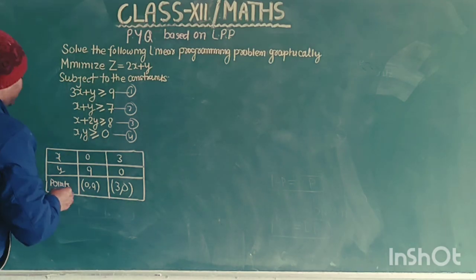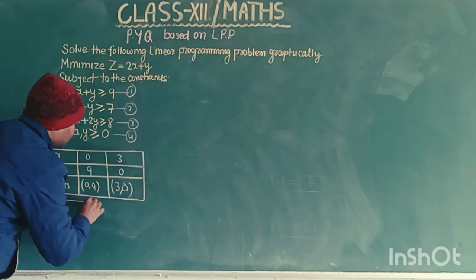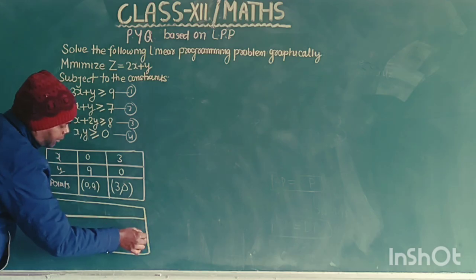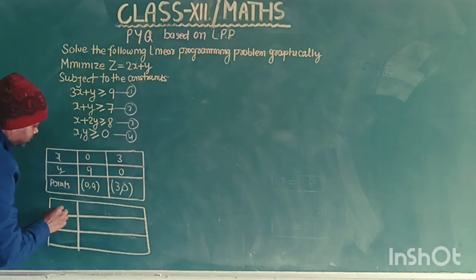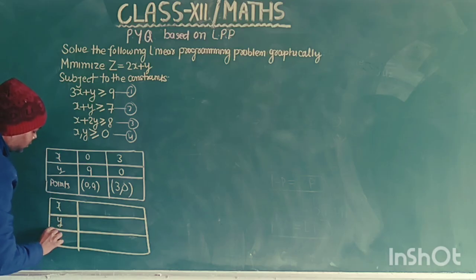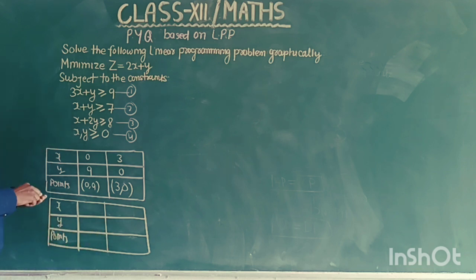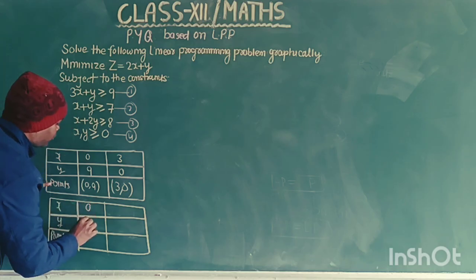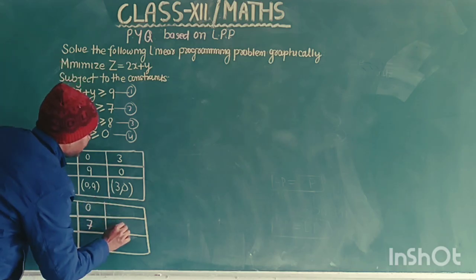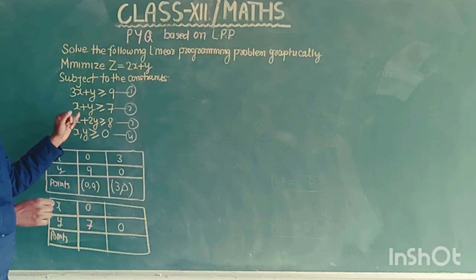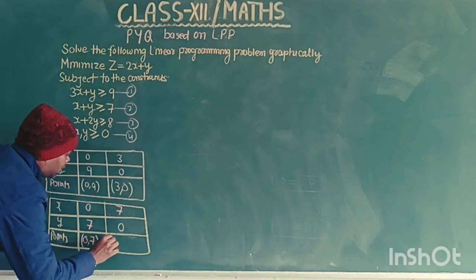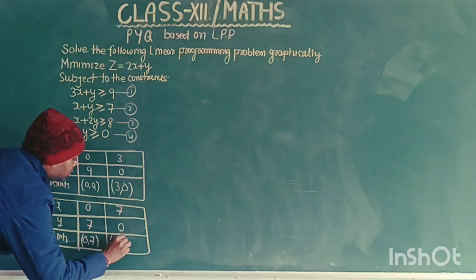Similarly, prepare the table for the second equation. This is x, y, points. First take the value of x as 0, then we get the value of y as 7, and next take y equal to 0, the value of x will be 7. Therefore the points are 0, 7, and 7, 0.